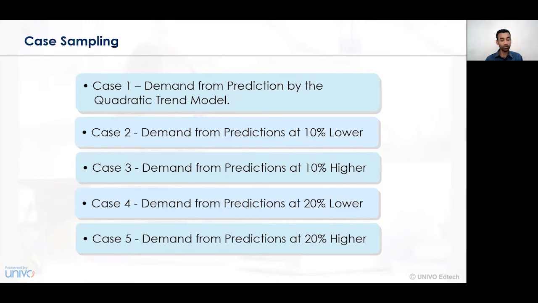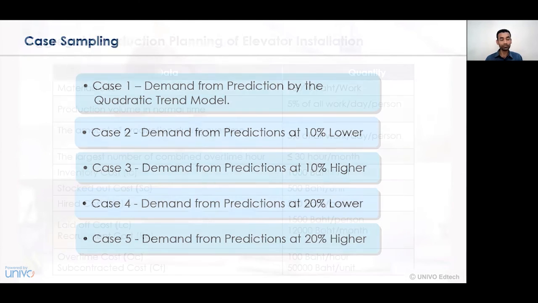Case number 4 focuses on demand from the predictions at 20% lower. Earlier, case number 2 was focusing on 10% lower. Now case number 4 focuses on the predictions at 20% lower. Case number 5 focuses on the concept of demand from the predictions at a 20% higher level. In this case, if the demand is predicted to increase at the 20% higher level, then what will be the impact on the production and operations capacity?